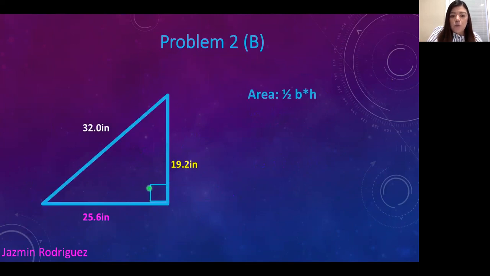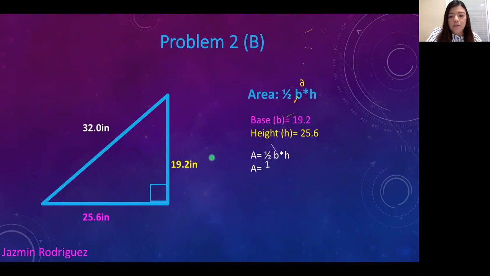So here's our right angle, correct? And we know that the side across from our right angle is our hypotenuse. Therefore, this is going to be our base and then our height. So we'll go ahead and plug those numbers into our formula, and we'll get that our area is going to be 245.76 inches squared. And remember, area is always measured in squared.